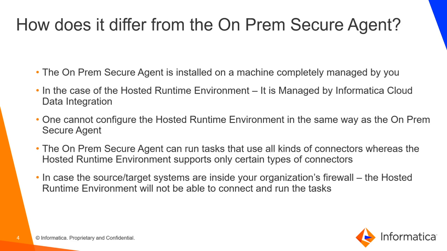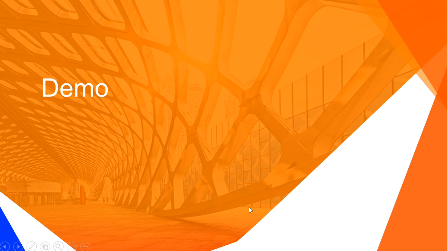One more point to keep in mind is that when you're running tasks with the hosted agent, it's necessary to make sure that the source and target systems that you are connecting to are accessible publicly or accessible at least to the hosted agent so that it can connect to your source or target systems to fetch or write data. Let's take a quick look at a demo for this.